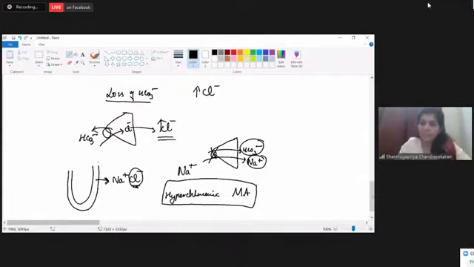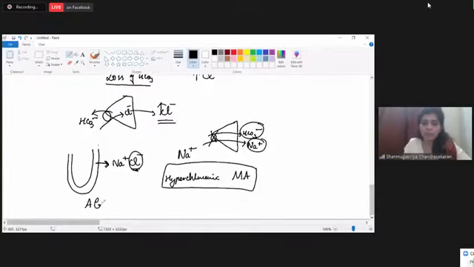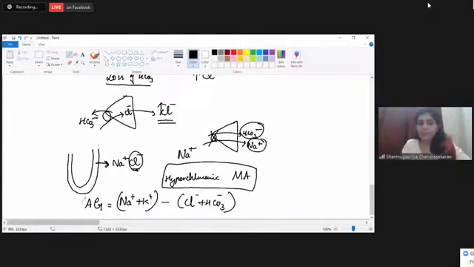Okay. In that case, what happens to anion gap? What is the formula for anion gap? I told you. Anion gap is equal to sodium plus potassium minus chloride and bicarbonate. Yeah, and in hyperchloremic metabolic acidosis, the decrease in bicarbonate is compensated by an increase in chloride. You understand this? So what happens to anion gap? There is no change in anion gap. So anion gap will be normal.